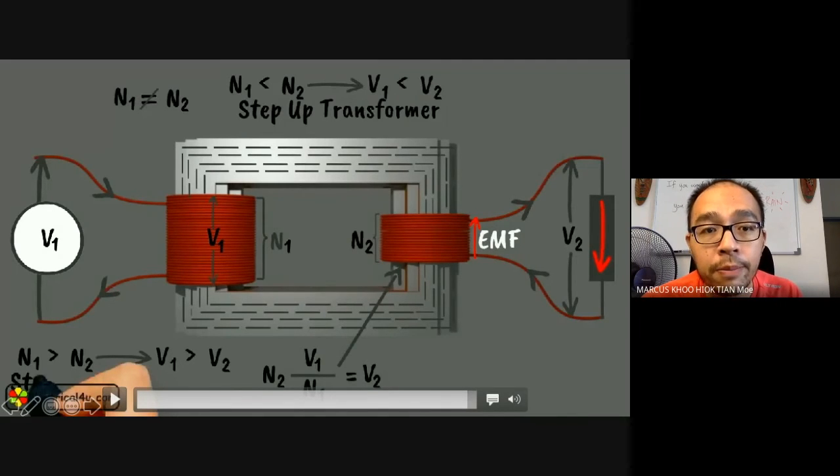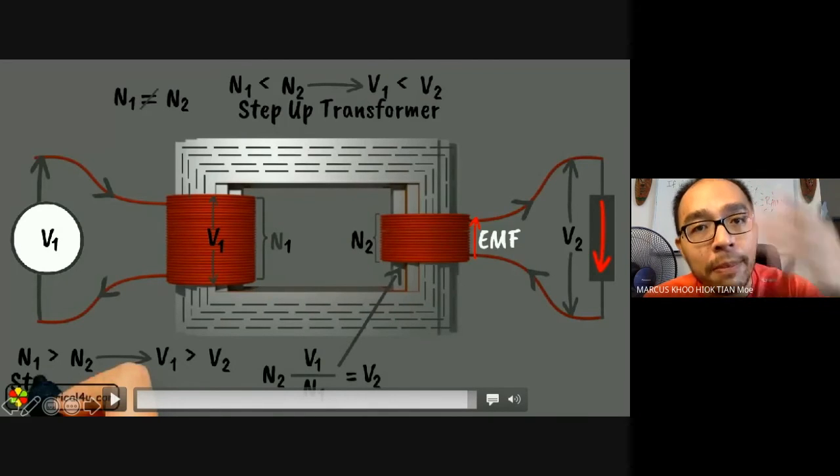But if your primary coil has less turns than the secondary coil, let's say this N2, dia sampai ke langit lah dia punya coil, then you know that the voltage that is supplied here is going to be much bigger than the voltage that you originally supplied. And we call this a step up transformer.